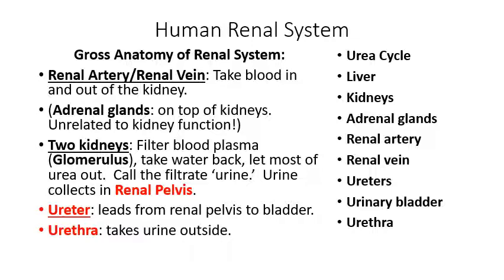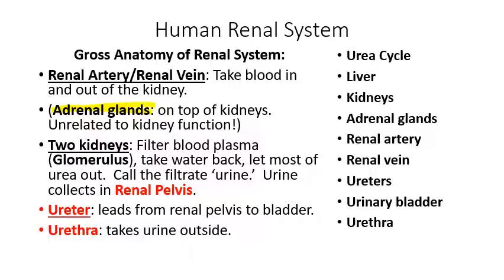Okay, so remember that we have a renal artery that takes blood to each kidney, and we have a renal vein that returns blood from the kidney. The renal artery that's traveling to the kidney contains blood that has a lot of urea in it. The renal vein on the way back takes the blood back to the inferior vena cava, and it's now missing most of the urea that it had because it's been filtered out. Remember that on the top of each kidney we have an adrenal gland, which is not part of the renal function. That's part of the endocrine system, which we'll talk about later.